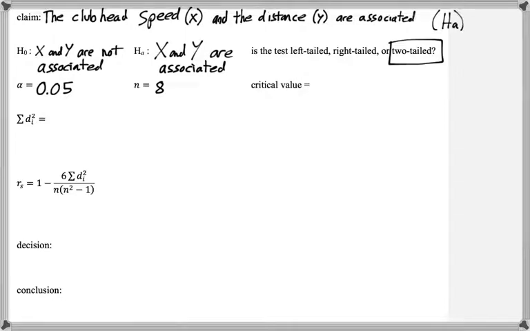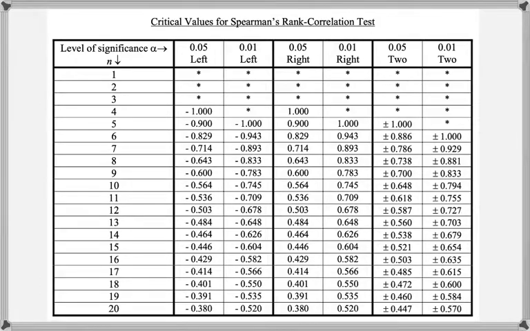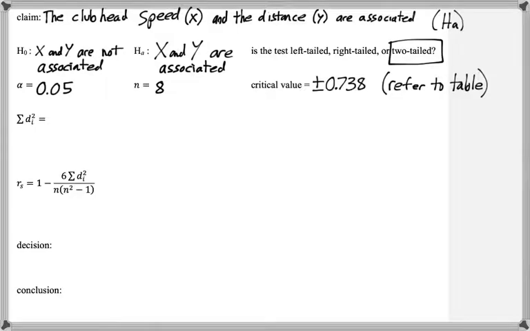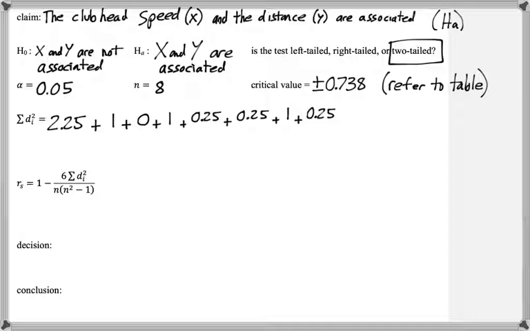For the critical value, let's look at the table. So the critical value is going to be plus or minus 0.738. Next, we want to add up the squares of the differences. And this is equal to 6.